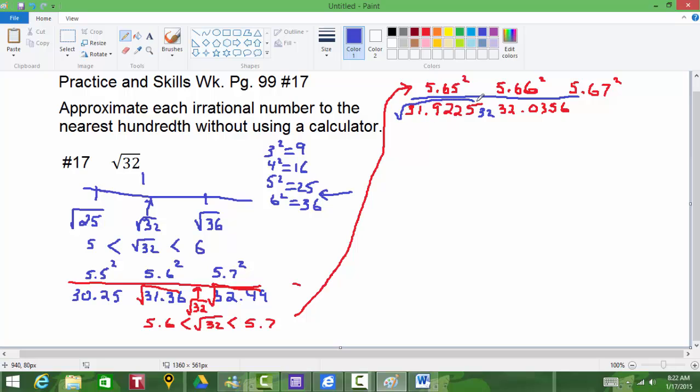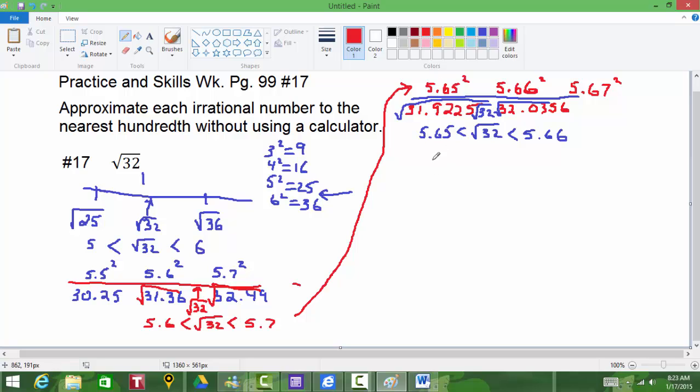And I'll put my square root just to be consistent, just like we did before. Square root, square root. And I'm going to rewrite it with the numbers that we actually used. So it was 5.65 is going to be less than square root of 32, which is going to be less than 5.66. Okay, if you notice, right now we're getting a better estimation. We're getting closer. So we're going to do that another time.